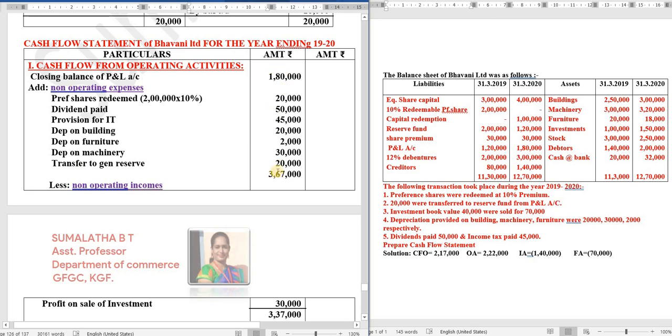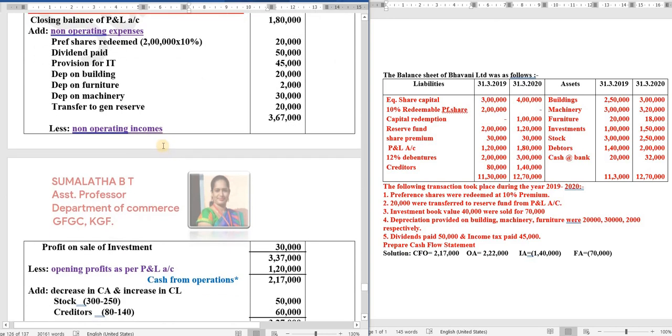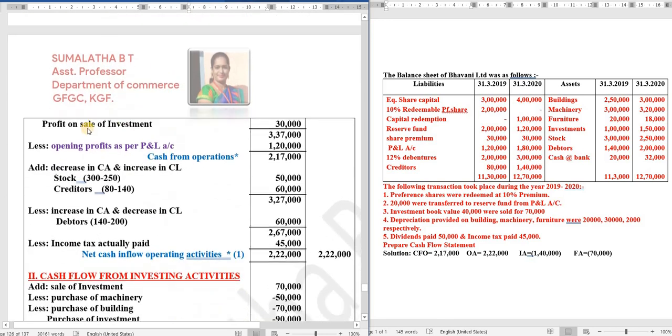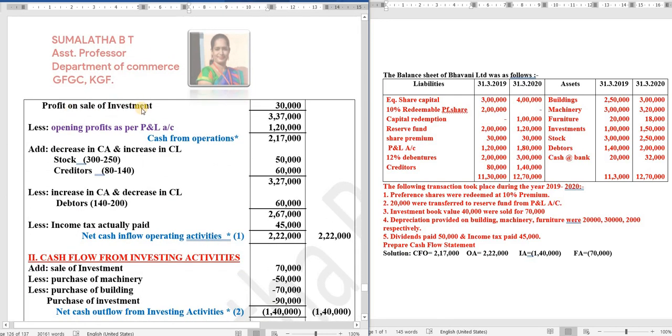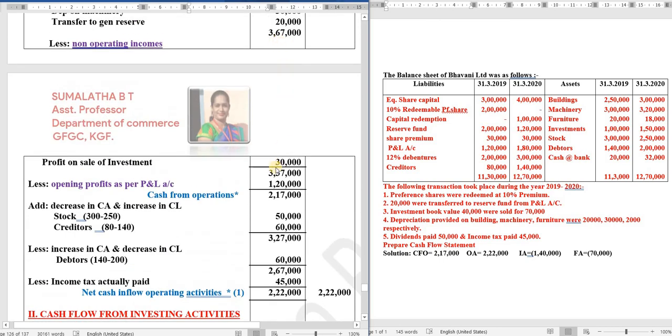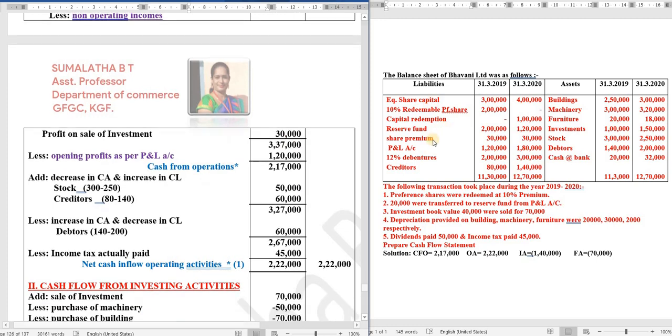Total 1,180 plus all the items, you get 3,67,000 minus non-operating income. What is the non-operating income? We have profit on sale of investment. 3,67,000 minus 30,000, you will be getting 3,37,000. To this, you need to deduct the opening profits. How much is opening profit? 1,20,000. So, cash from operations, you will be getting 2,17,000.